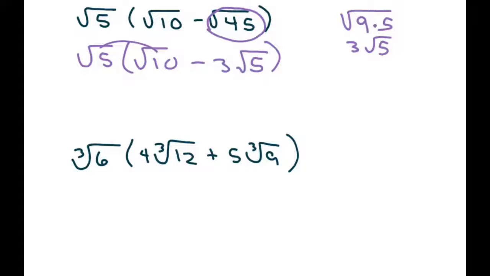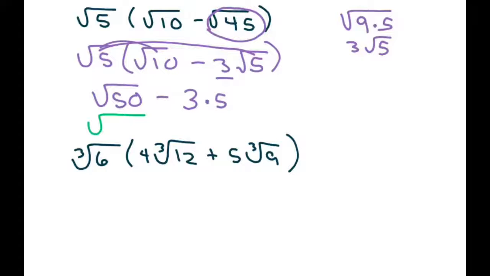So basically we get square root of 50 minus 15, minus 3 for this one. And square root of 5 times the square root of 5 is just 5. Now, the square root of 50, you can write that as square root of 25 times 2. That just equals 15. So what you're left with is 5 square root of 2 minus 15.